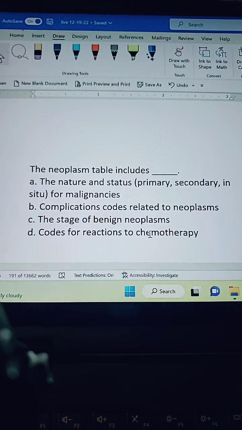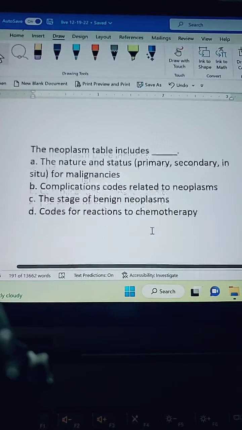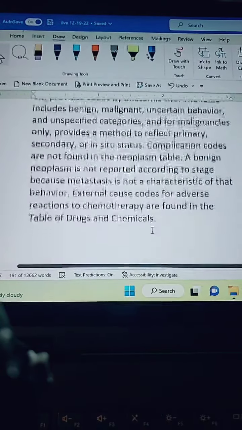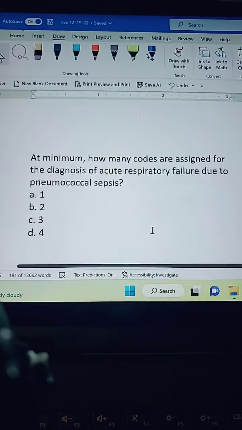Anointed, is that you again? The answer to this one, of course, is A. Huge rationale. While I'm setting a new goal, here's one I bet you won't get. The minimum: how many codes are assigned to the diagnosis of acute respiratory failure due to pneumococcal sepsis? How many codes do you have to have when you have that diagnosis?